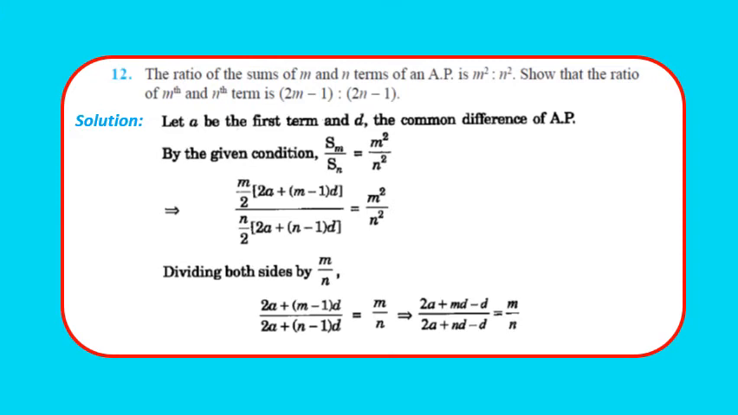So by the given condition we have sum of m upon sum of n equals to m square upon n square. So using the formula of sum we get m by 2 into (2a plus m minus 1 into d) upon n by 2 into (2a plus n minus 1 into d), which is equal to m square upon n square. So dividing we get 2a plus (m minus 1) d upon 2a plus (n minus 1) d equals to m by n, or we get 2a plus md minus d upon 2a plus nd minus d equals to m upon n. Just open the bracket.